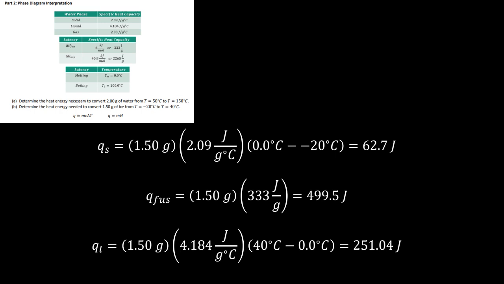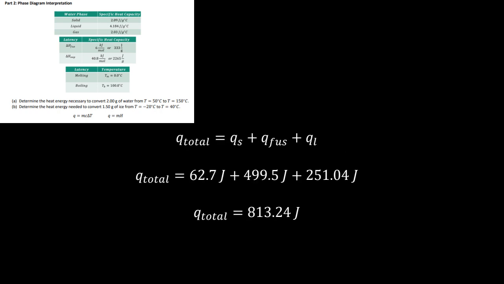And lastly, to get our final answer, just add up all those values. So you have the total energy being the solid phase heat added plus the heat of fusion added plus the heat added during the liquid phase. And that's going to all come out to be 813.24 joules.